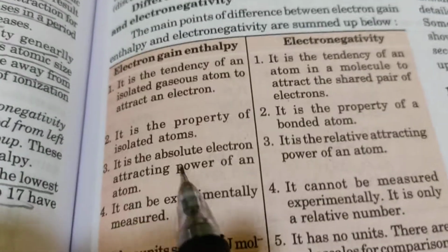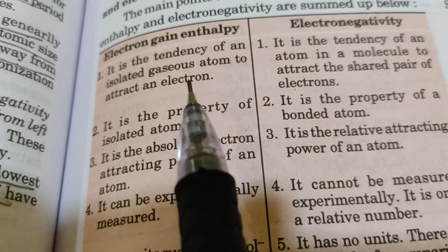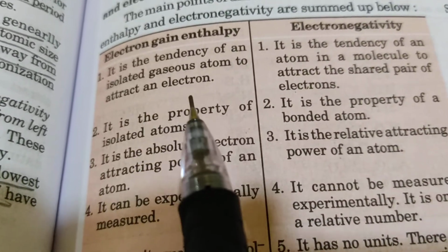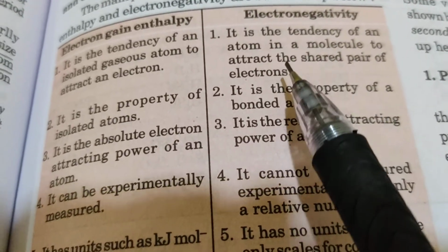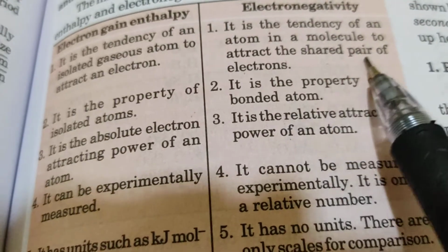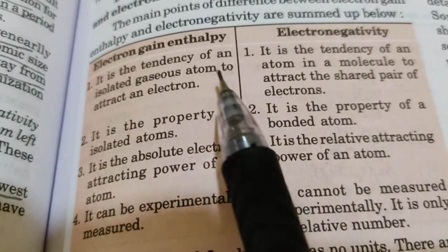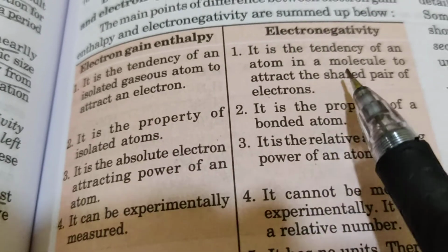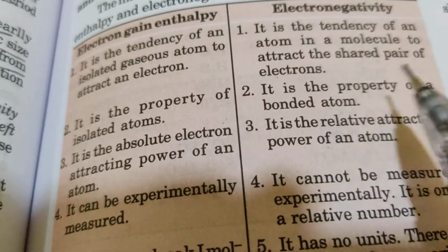Now let me tell you the difference between electron gain enthalpy and electronegativity. See, electron gain enthalpy is the tendency of an isolated gaseous atom to attract an electron, whereas electronegativity is the tendency of an atom in a molecule to attract the shared pair of electrons.